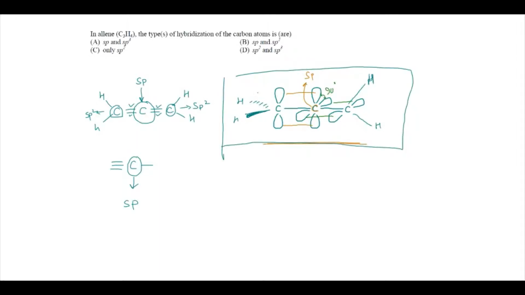So, now if we have to select an option, we have to select the option where we have one sp and an sp2. So, option B will be the correct option for this question.